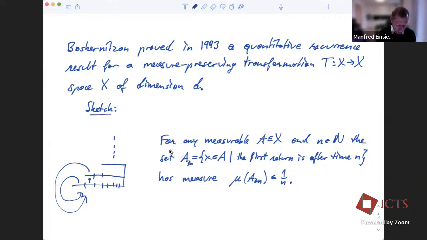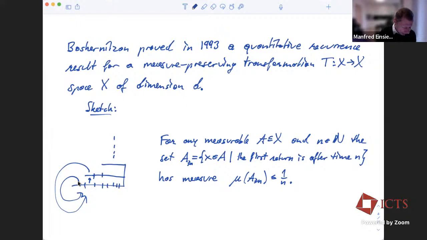Anyway, the first part is this kind of tower that is pretty elementary from ergodic theory. You have your measure preserving transformation. You take any measurable set A in X, and you take an N in the natural numbers, and you consider all the points in the set A so that the first return is after time N. Then the measure of that set is less or equal than 1 over N.